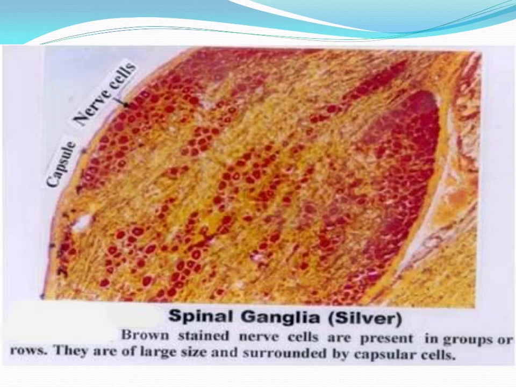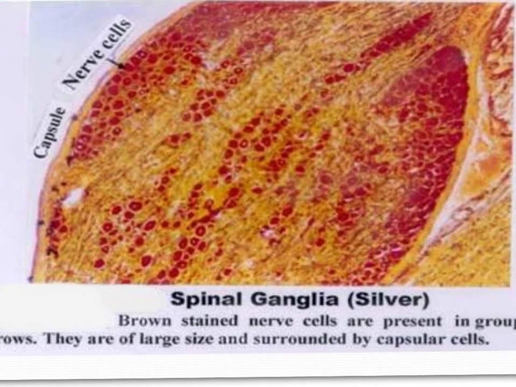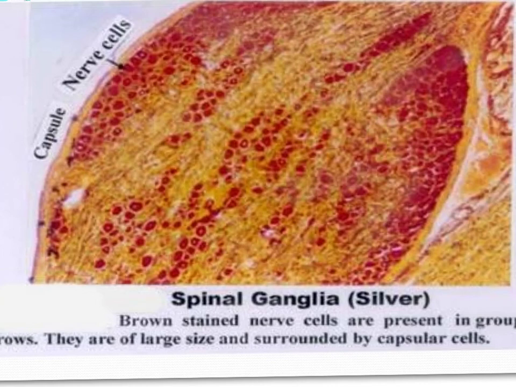This is another picture for the ganglion, but now it is stained by silver. The silver in the nerve cell will stain the Golgi apparatus and the neurofibrils by the brown color. Here you can diagnose that we have a covering capsule. We have groups, rows. So this is the spinal ganglion separated by myelinated nerve fibers. So this is a spinal ganglion stained by silver.